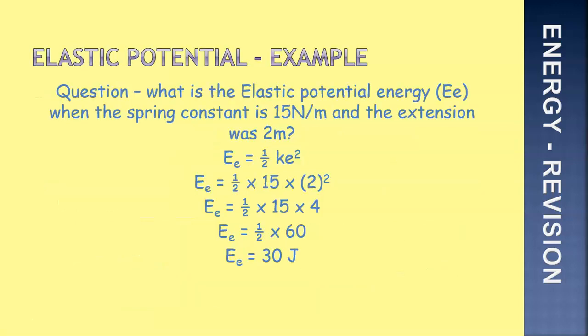Okay, elastic potential. Our question is, what is the elastic potential energy when the spring constant is 15 newtons per meter and the extension was 2 meters? Well, the elastic potential energy is half times spring constant times extension squared.